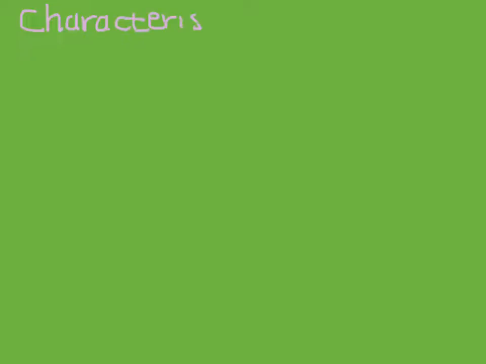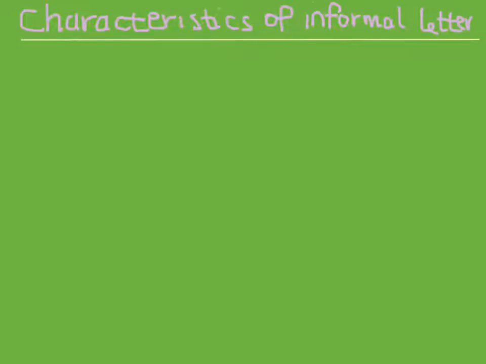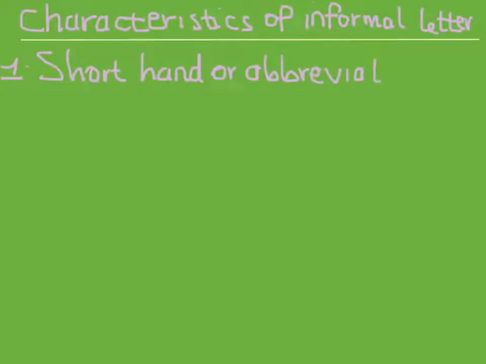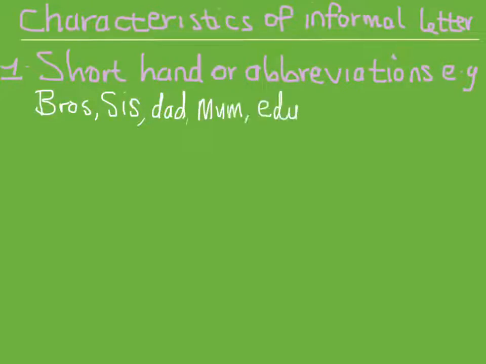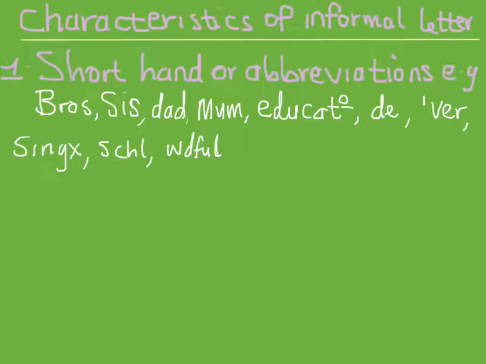Now, let us look at the characteristics of informal letters. Informal letters have specific characteristics, and if we look at the first characteristic of an informal letter, we will discover that it makes good use of shorthand writing or abbreviations. And if we take for instance, we could use examples such as bros, sis, dad, mom, education, there, over, singing, school, wonderful, love you, miss you.